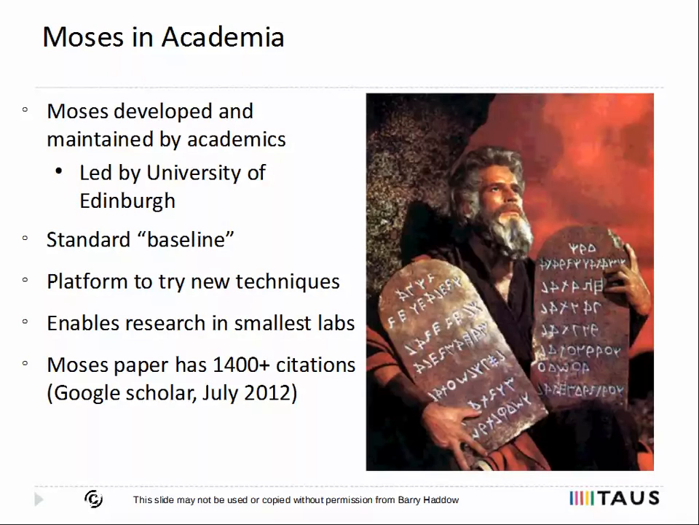Having well-supported open-source machine translation software means that small labs can compete with larger labs, as it substantially reduces the amount of work required in implementing a new research idea. The success of Moses in the academic world is indicated by the huge number of citations received by the Moses paper.